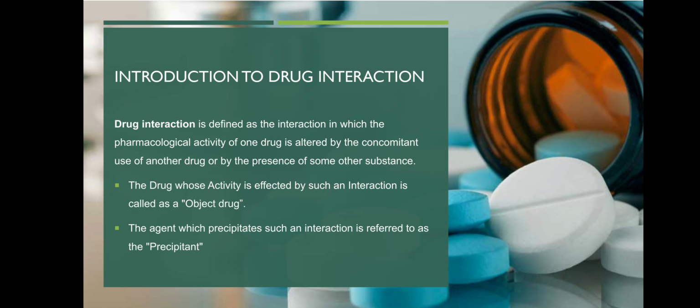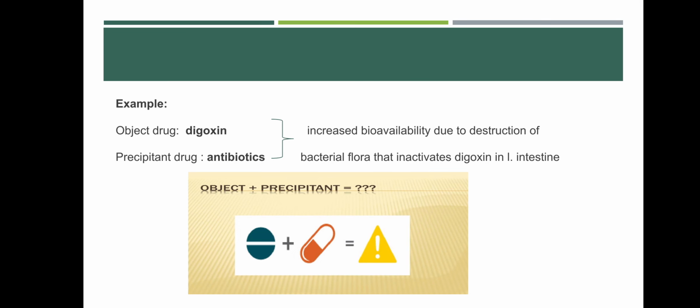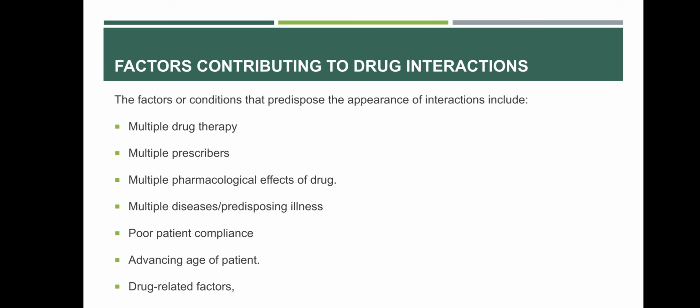So in this, the drug whose activity is getting affected will be called the object drug, and the agent which is precipitating such an interaction will be called the precipitant. An example for this I have given is digoxin and the antibiotics. Digoxin will be the object drug and the precipitant drug will be the antibiotic. These will alter the bioavailability due to the destruction of the microflora, the bacterial flora in the lower intestine. This inactivates the digoxin. So this object drug and the precipitant drug will lead to drug interaction.